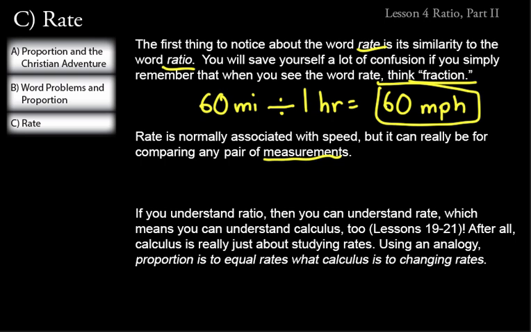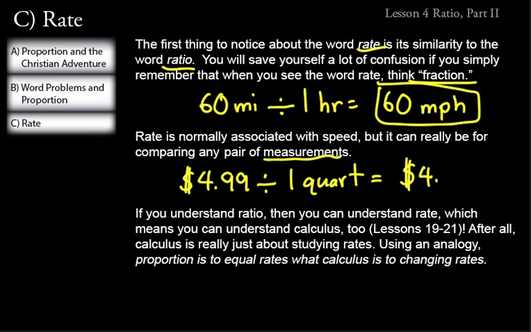So for example, if you're growing strawberries and decided to sell them for $4.99 a quart, your rate would be your cost per quart. You'd say $4.99 divided by 1 quart. That equals $4.99 per qt, for quart. So if you understand ratio, then you can understand rate.